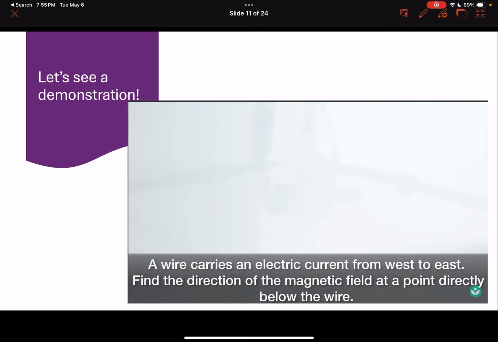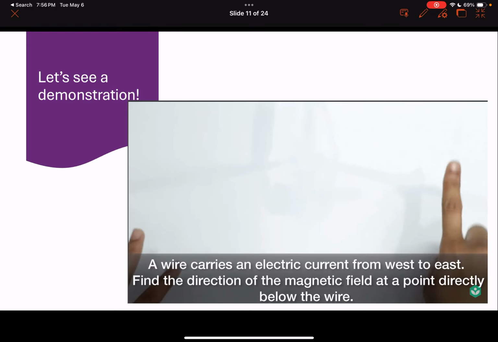So let's solve a couple of numericals now. A wire carries an electric current from west to east. Find the direction of the magnetic field at a point directly below the wire. Okay, so here we have to use east, west, north, south.